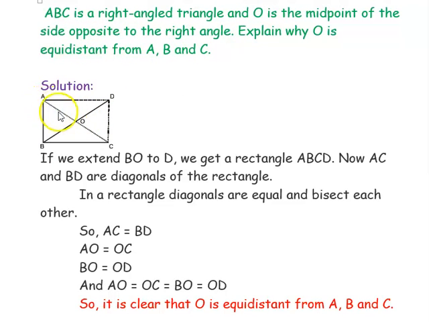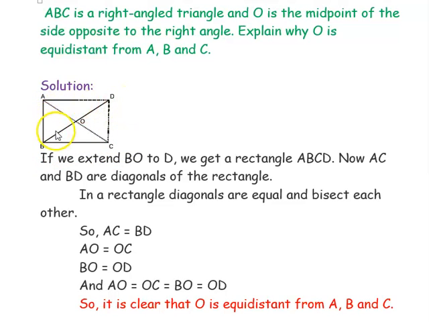You know that the side opposite to the right angle is called the hypotenuse. So O is the midpoint of the line AC. Now, from B, it's 90 degrees. If you extend BO to D, drawing a straight line from B through O till D, and then join AD and DC, you will get a rectangle ABCD.